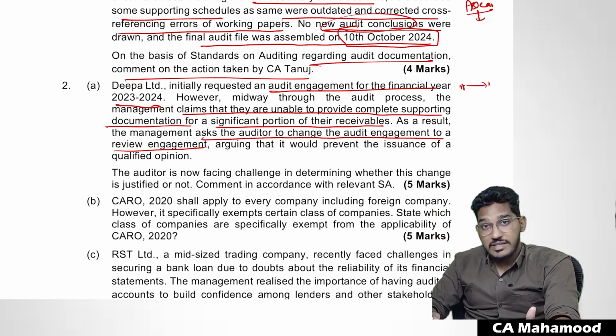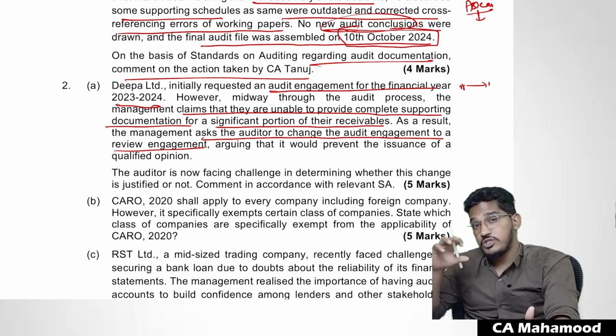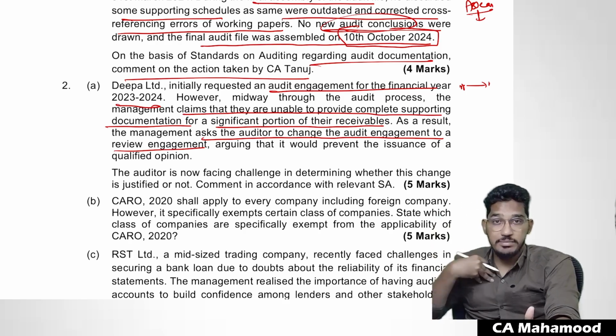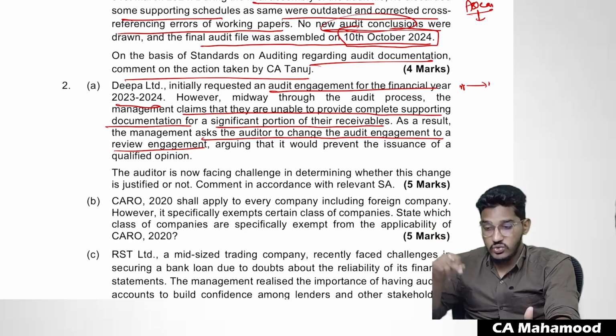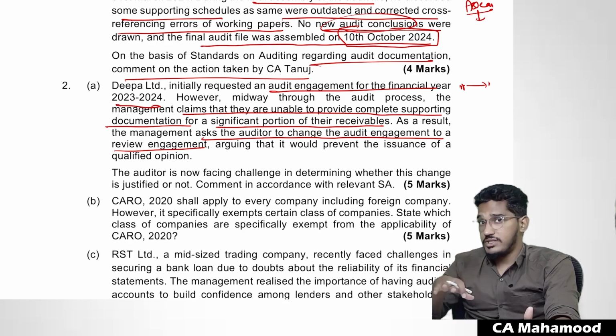In case the management has asked you to change the engagement to one which provides a low level of assurance, should you accept it without any reasonable justification? No, you should not accept it, since here there is no reasonable justification. What will be a reasonable justification? Like change in circumstances, misunderstanding, that could be a reasonable justification.